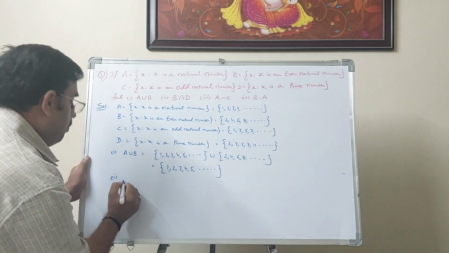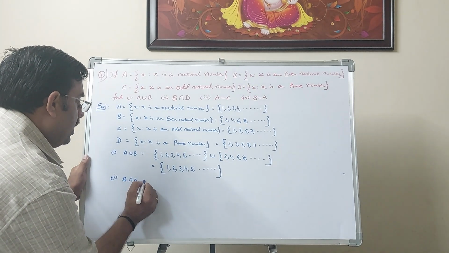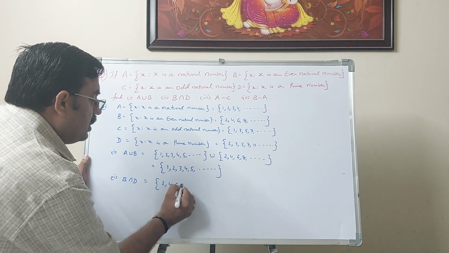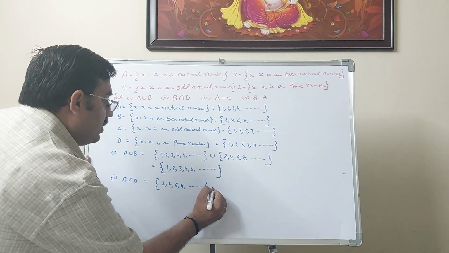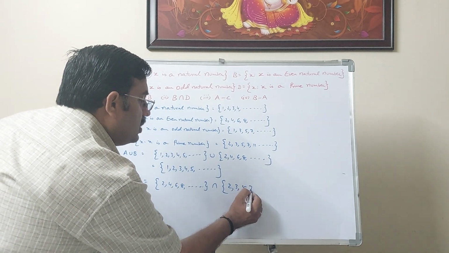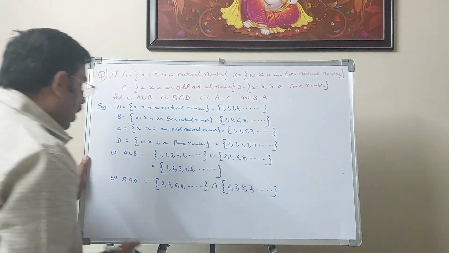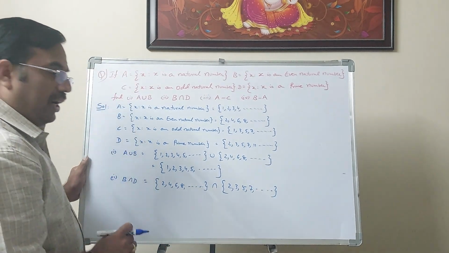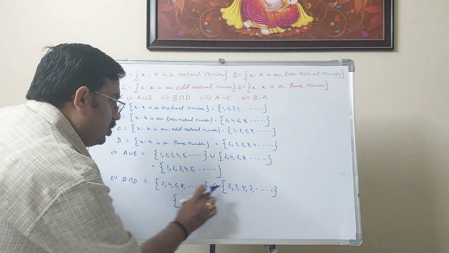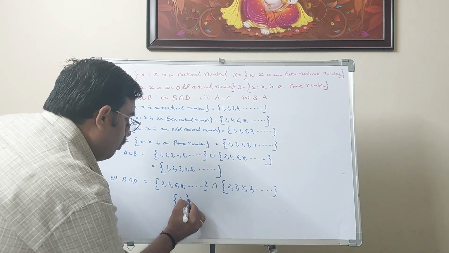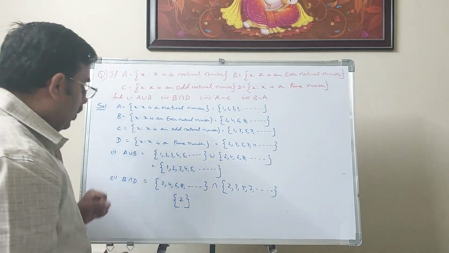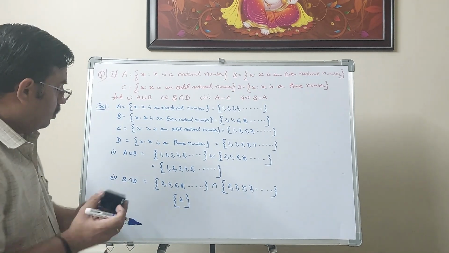Second one is B intersection D. What are the B elements? 2, 4, 6, 8, and so on. Intersection D is 2, 3, 5, 7, and so on. What is intersection? In the intersection, you have to write only the common elements of both the sets. Here, what are the common elements available? 2 is the only common element available in both the sets. So this is B intersection D, having only one element, 2. Okay, pause the video to note it down.